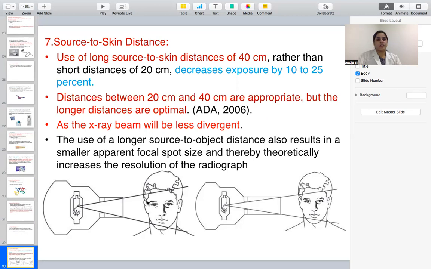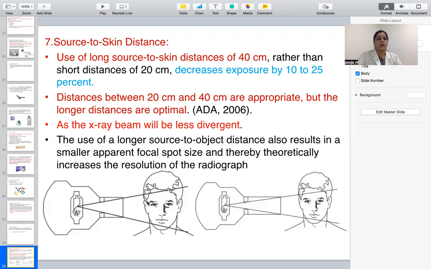It is always advisable, as it reduces the exposure of the patient by about 10 to 25%. A distance between 20 to 40 centimeters is advised, appropriate, and preferable, as specified by ADA 2006. At this range, the rays will be less divergent. This can be achieved with the use of a long cone. With the use of a long cone, you can achieve this long source to skin distance.